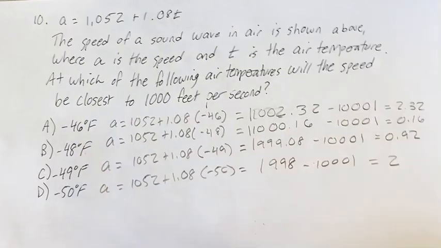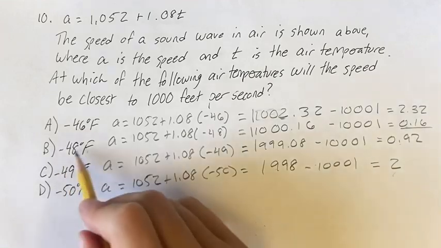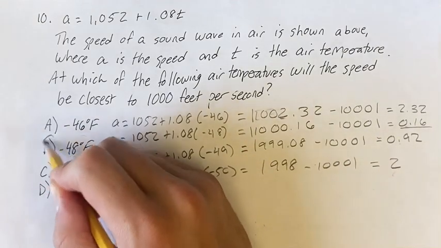So which of these is closest? Well, it's the one with the shortest distance between them. So what is the smallest number out of all of these? 0.16. Which means that B, -48 degrees Fahrenheit, is closest.